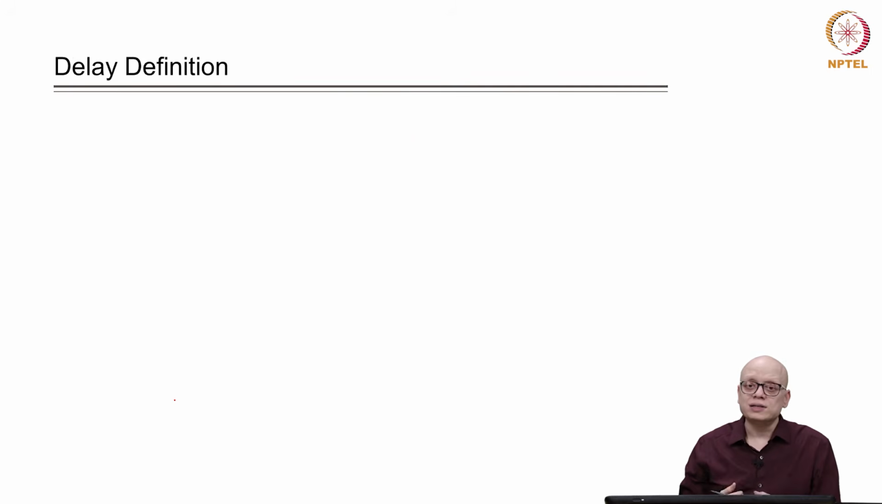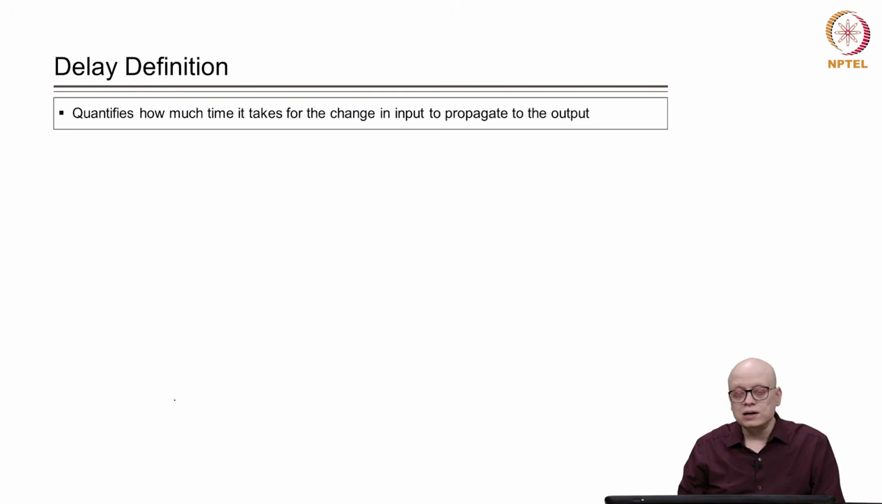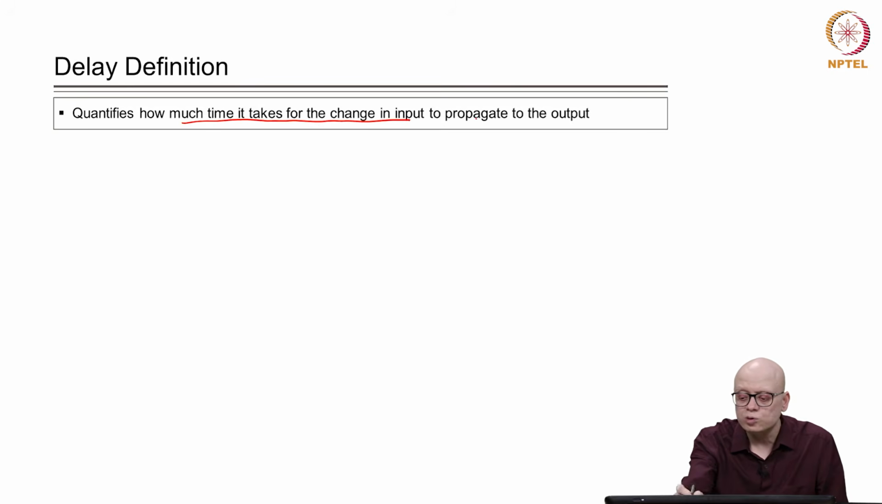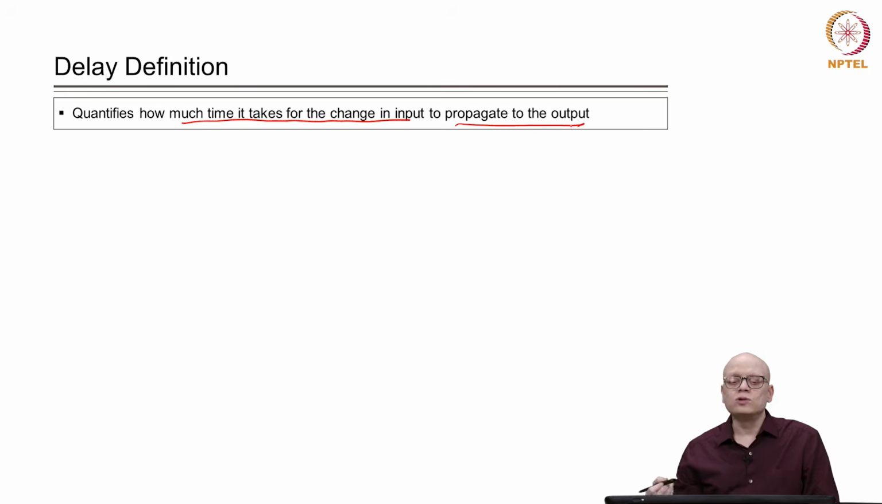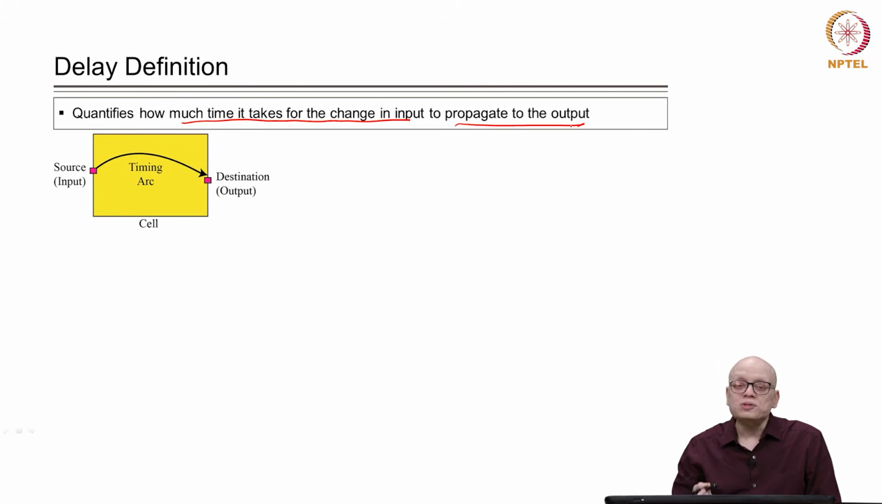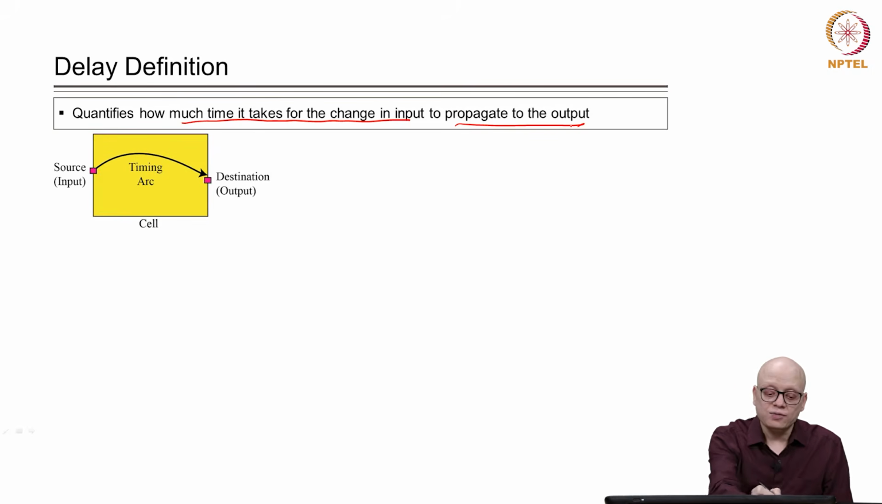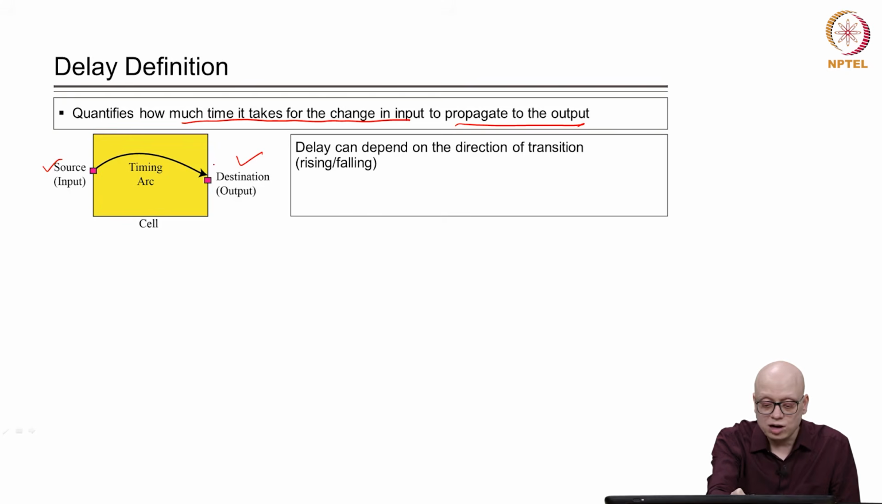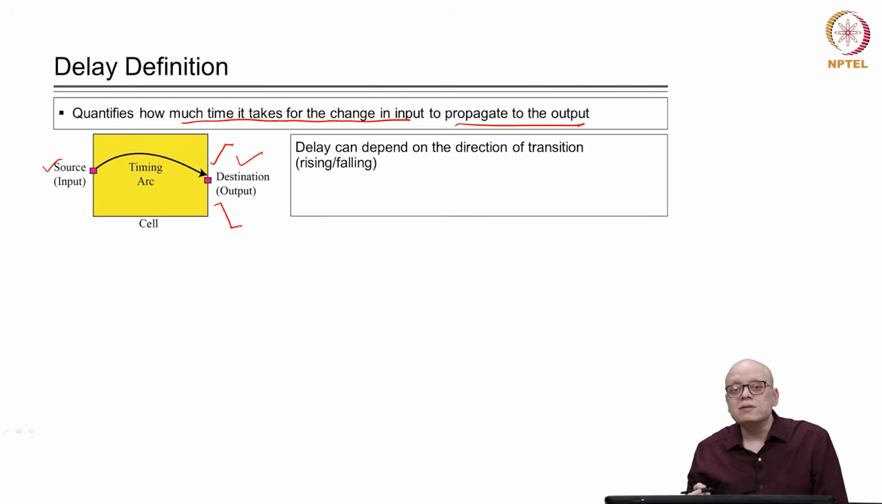Now, the other definition is related to the delay of the timing arcs. What does delay quantify? It quantifies how much time it takes for the change in input to propagate to the output, and therefore this delay is also known as propagation delay, right. So, suppose we had a timing arc from this source to the destination. The delay can depend on the direction of the transition, meaning whether the transition at the output is rising or falling. The delay can be different.